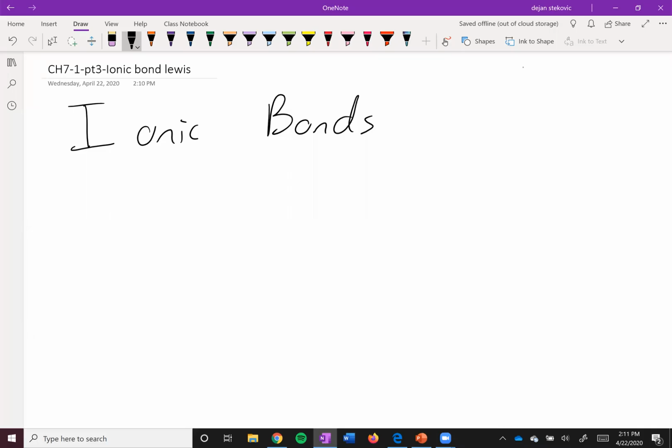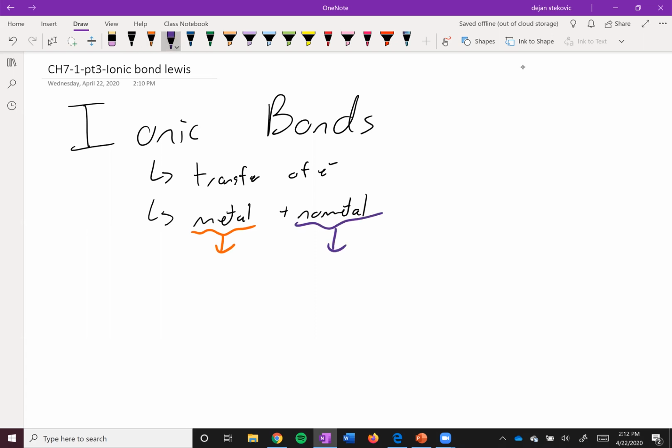All right, so let's start talking about ionic bonds. Remember, here we're talking about a transfer of electrons, and we're talking about metal plus nonmetal. Remember, metals lose electrons easily and nonmetals do not. So the electron is going to go from the metal to the nonmetal, right? Metals give up their electrons easily, so they're going to be the ones donating the electrons.